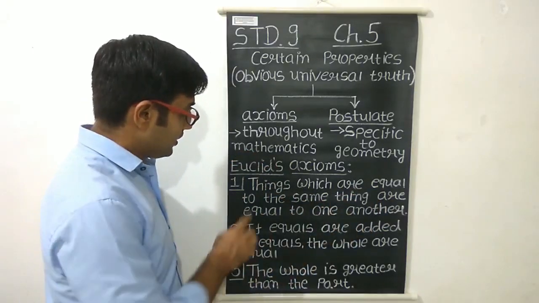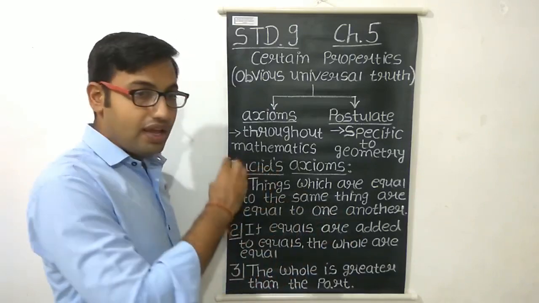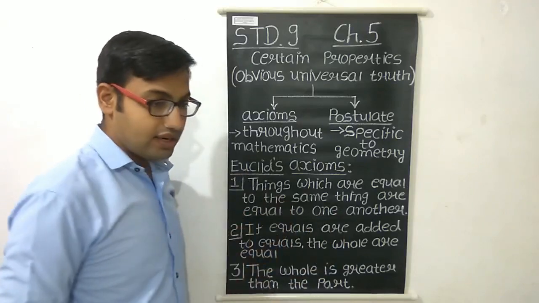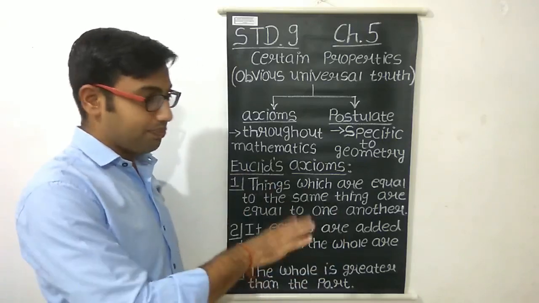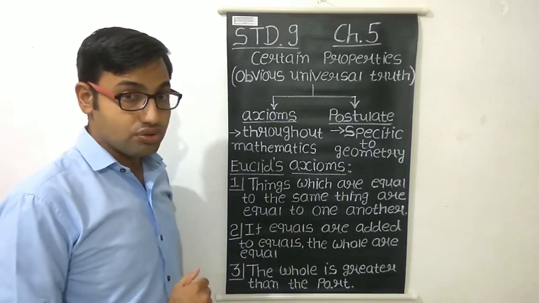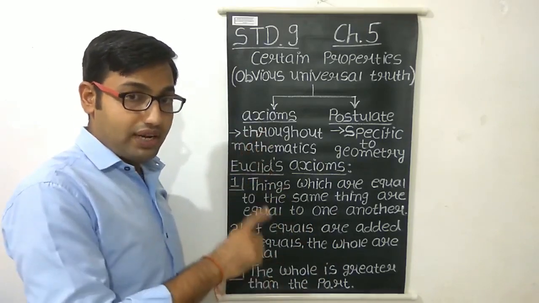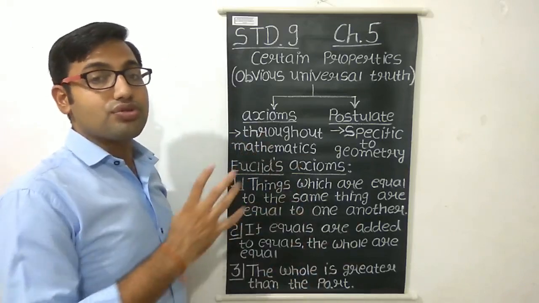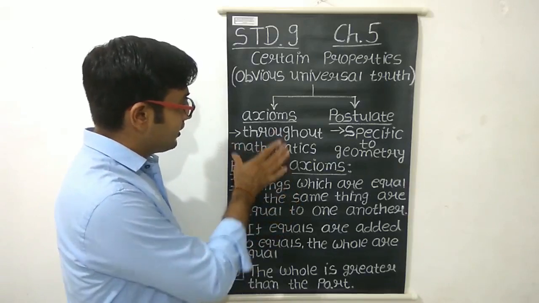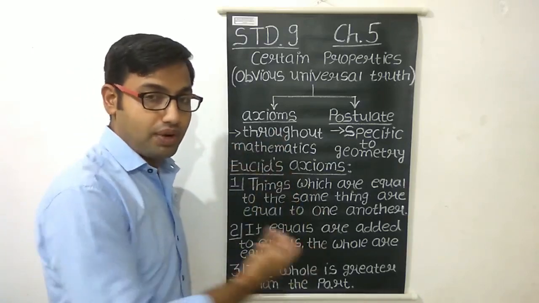Okay. So we can apply this to both geometry and arithmetic. Like we can say that the weight of one person is 50 kg and the weight of another person is also 50 kg. So we can say that the weights of both persons are also equal. So in this way we can apply the axioms to both arithmetic and geometry.